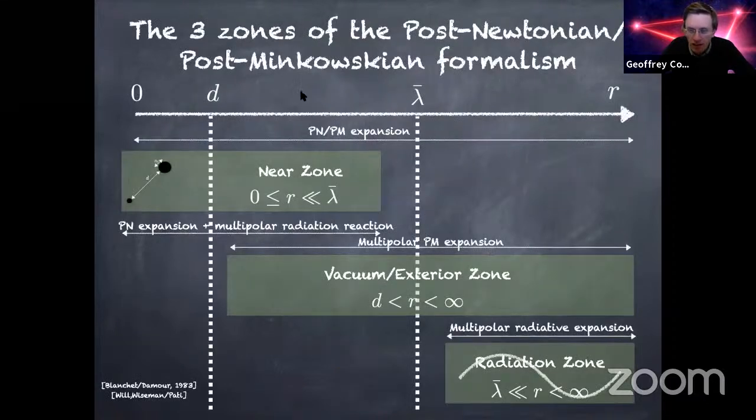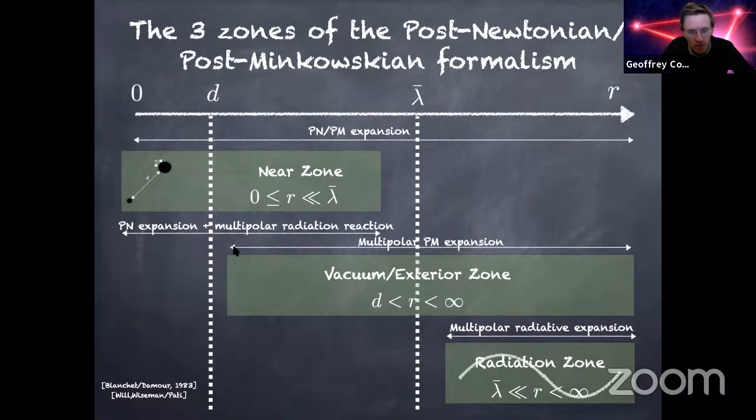If we put these length scales in a plot, we reach this diagram. Here is my binary system, with the Schwarzschild radius here, which is a very small length scale. The size of the system is d. And then we have the scale for the gravitational waves, lambda bar. We can define the near zone, where r is less than lambda bar, where there is no gravitational wave, the place where there is source generation of them, and it's described by a post-Newtonian expansion.